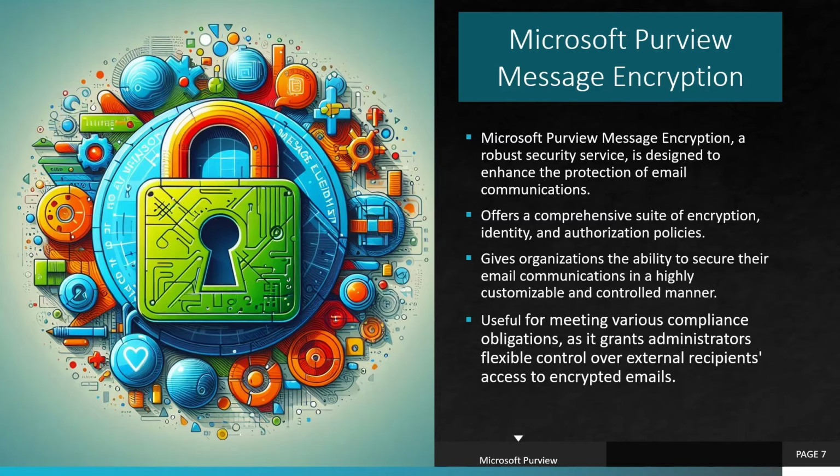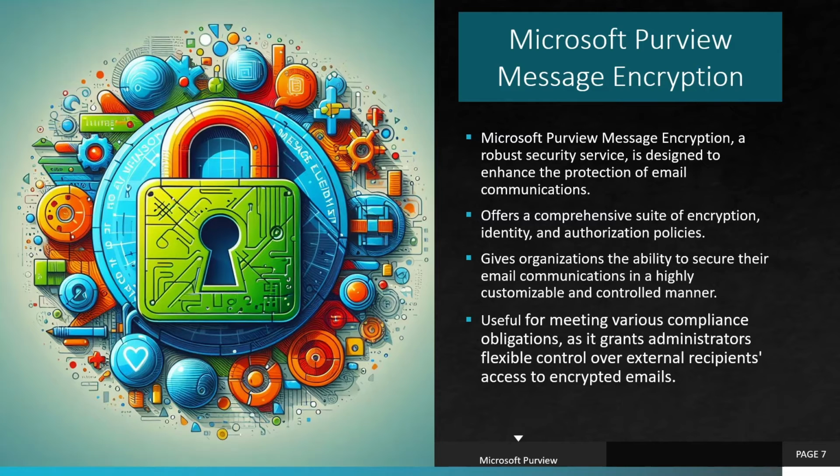So this feature is particularly useful when dealing with sensitive information that requires strict access controls and strict monitoring. And the ability to revoke access is a very critical tool in preventing unauthorized access and maintaining the integrity of sensitive data. Overall, Microsoft Purview Advanced Message Encryption provides a comprehensive solution for securing email communications, ensuring that sensitive information remains protected, while also offering a customizable and a user-friendly experience for both administrators and recipients.